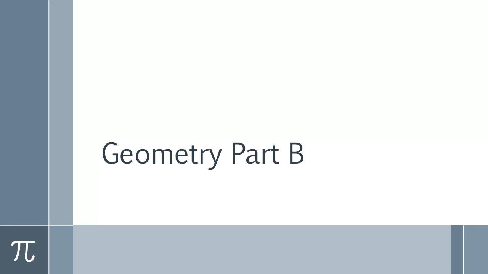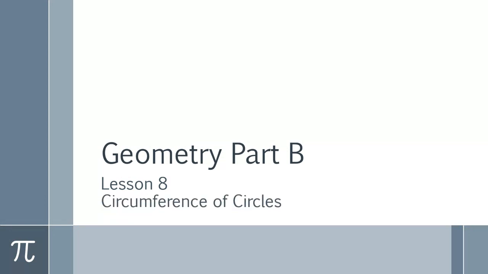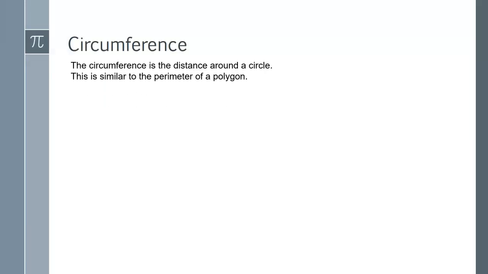This is Mr. Rowe. We're looking in geometry part B. This is lesson 8. And we're looking at the circumference of a circle. Let's take a look at some information here. What is circumference? Well, circumference is the distance around the circle. This is similar to what you call the perimeter of a polygon.